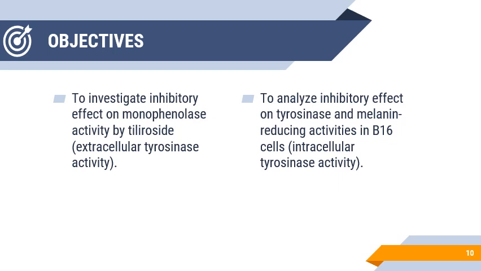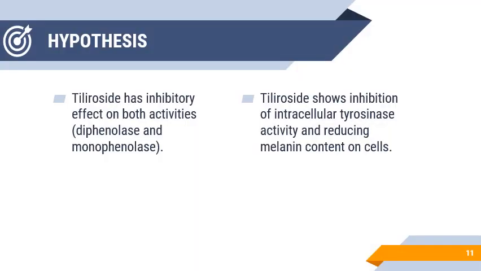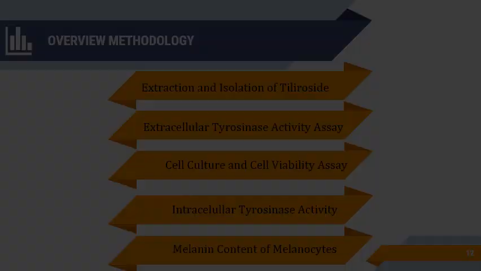From this research, the objectives are to investigate the inhibitory effect of Tiliroside on monophenolase activity, which is extracellular tyrosinase activity, and to analyze the inhibitory effect on tyrosinase and melanin reducing activities in B16 cells, which is intracellular tyrosinase activity. The hypotheses of this research are that Tiliroside has an inhibitory effect on both diphenolase and monophenolase activities, and that Tiliroside shows inhibition of intracellular tyrosinase activity and reduces melanin content in cells.